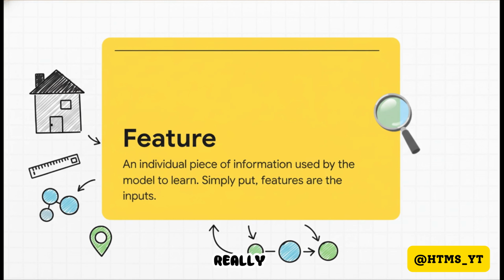A feature is really just a single piece of information, an input, that's it. For our house price example, the features would be things like, how big is the house in square feet? How many bedrooms does it have? Or what neighborhood is it in? They're basically the descriptive details of the thing we're looking at.